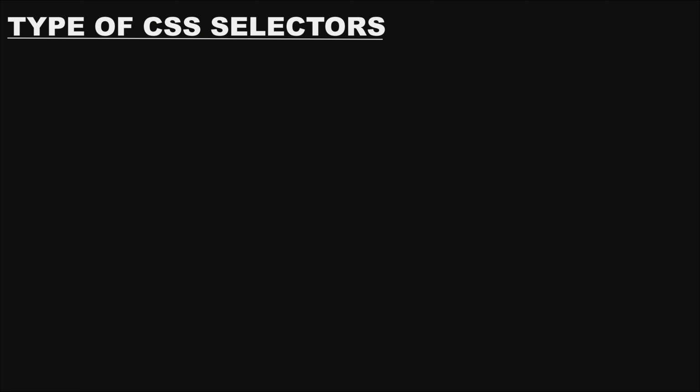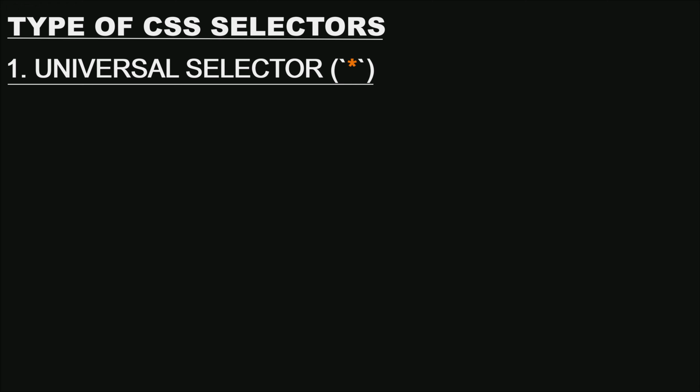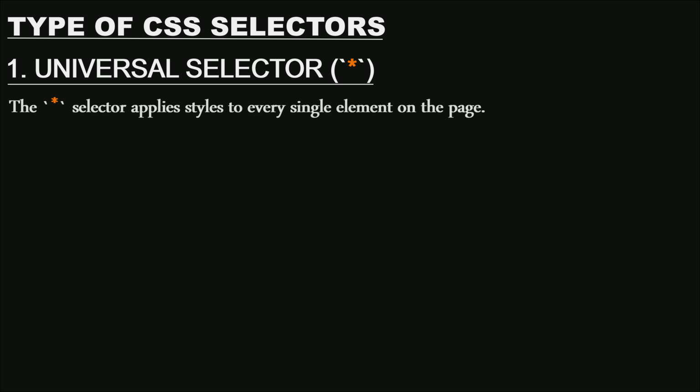Types of CSS selectors. CSS offers various types of selectors that help style HTML content on a web page. Let's explore them now. 1. Universal selector. The asterisk selector applies styles to every single element on the page. Example of the universal selector in CSS.